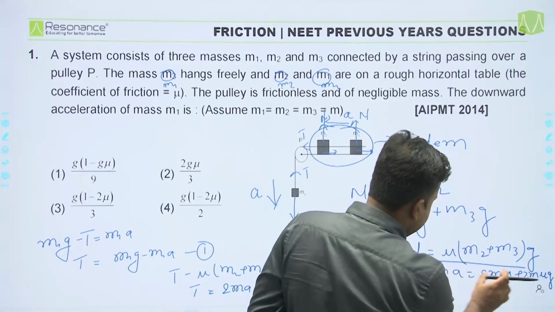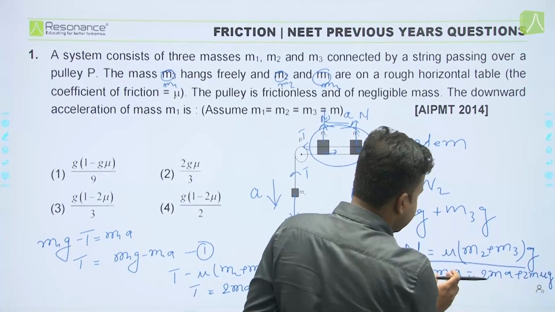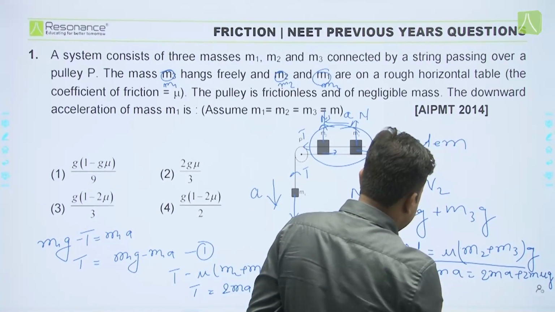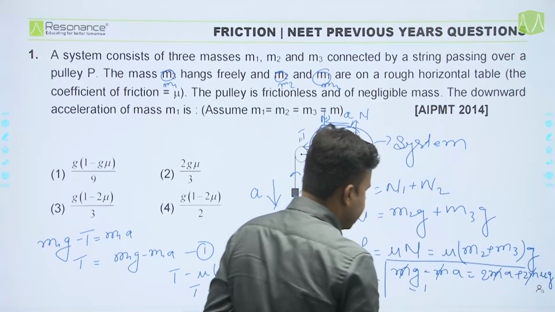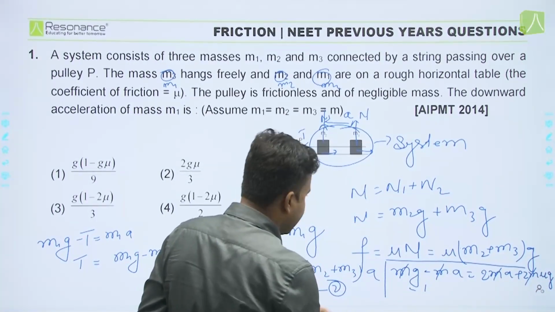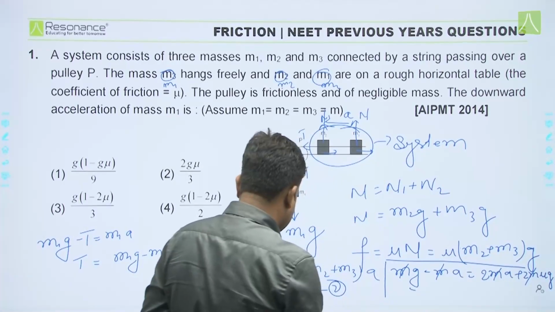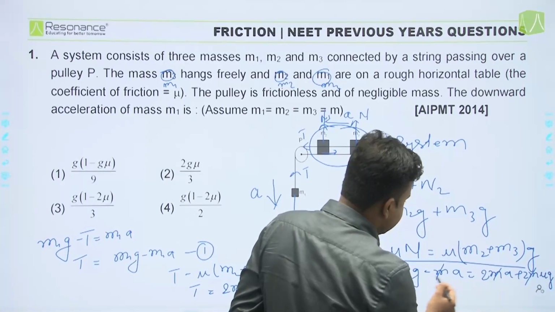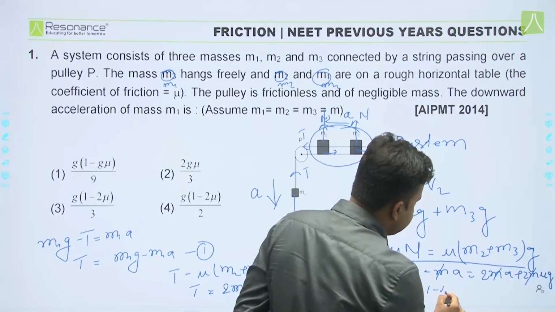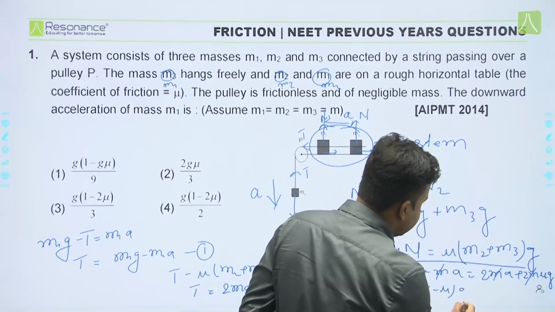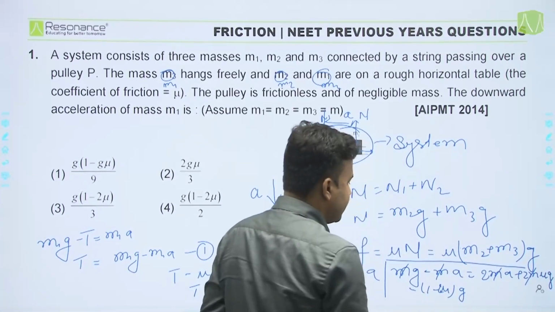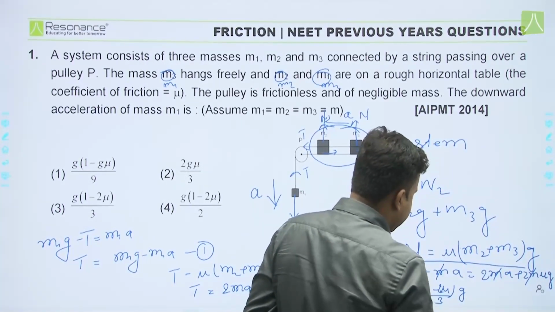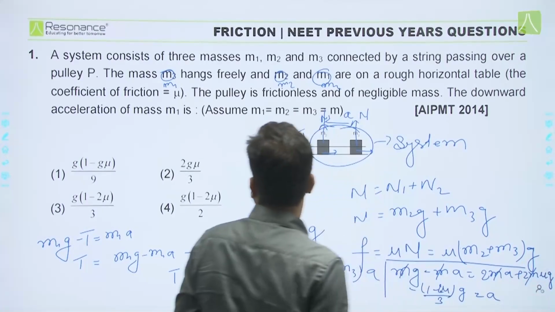How will we calculate it? If you take this one to this side and bring this one to that side, M cancels out because M is in all the terms. So now what can we write? G into 1 minus 2 mu, divided by 3, this is equal to the acceleration A.